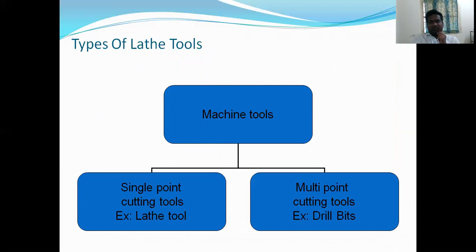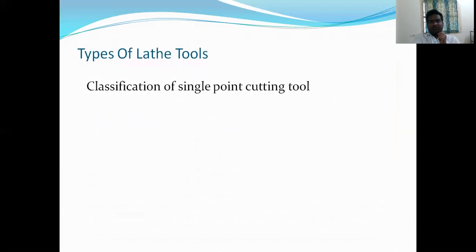Machine tools are single point tools and lathe tools, for example, and multi point cutting tools, for example, drill bits. Classification of single point cutting tools according to the direction of feed: the right hand tools and left hand tools. If the tool has a right hand cutting edge, it is used as a left hand tool. The tool having a left hand cutting edge is used as a right hand tool, right? So this is according to the direction of feed.